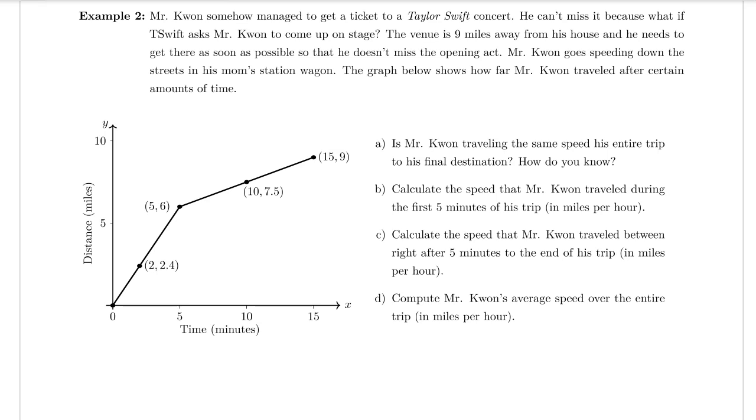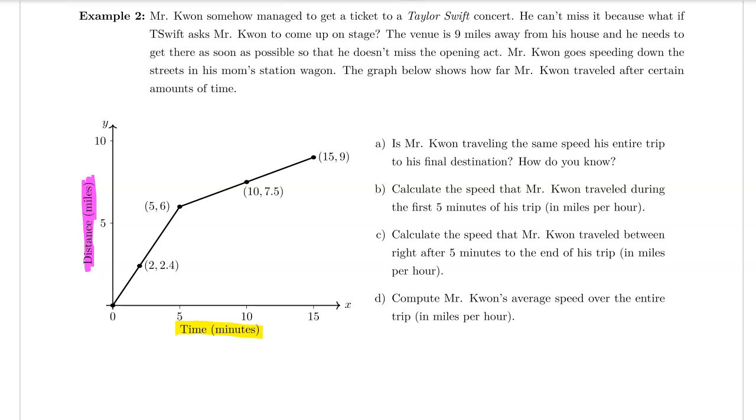Mr. Kwan goes speeding down the streets in his mom's station wagon. The graph below shows how far Mr. Kwan traveled after certain amounts of time. So here's our graph. The horizontal axis represents time in minutes, and our vertical axis represents distance in miles.